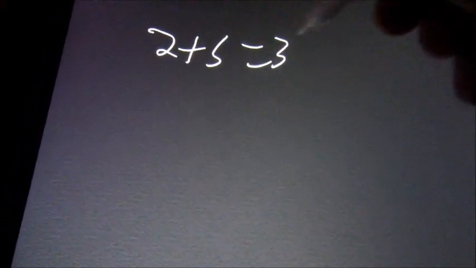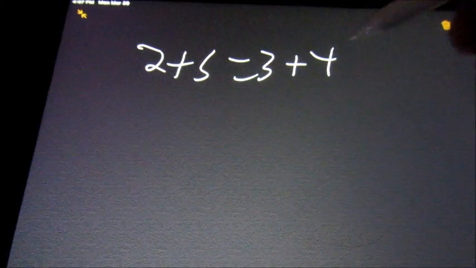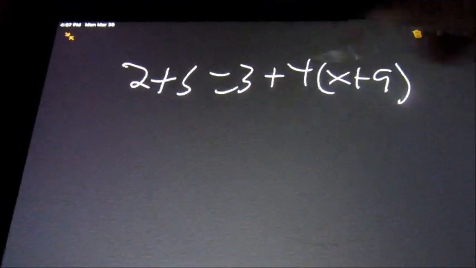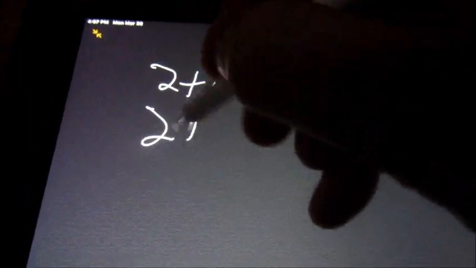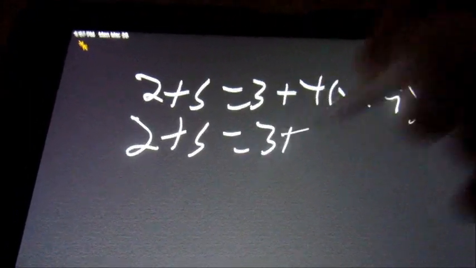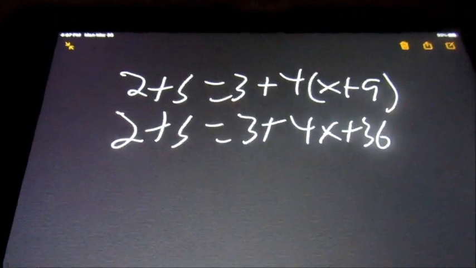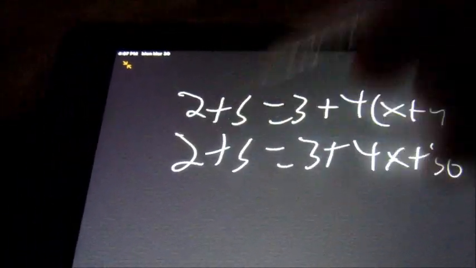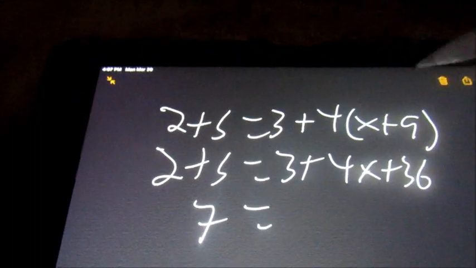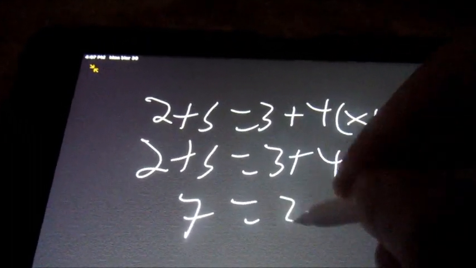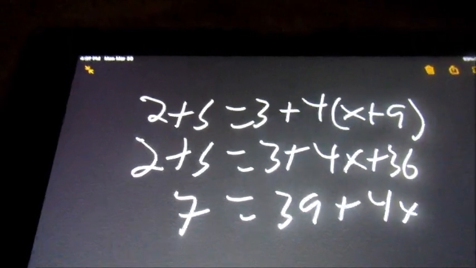Next, let's say that we have 2 plus 5 equals 3 plus 4, open parentheses, x plus 9. First thing is distribute. So we have a 2 plus 5 equals 3 plus 4x plus 36. Combine like terms on each side. 2 plus 5 is 7 equals 3 plus 36 is 39 plus 4x.